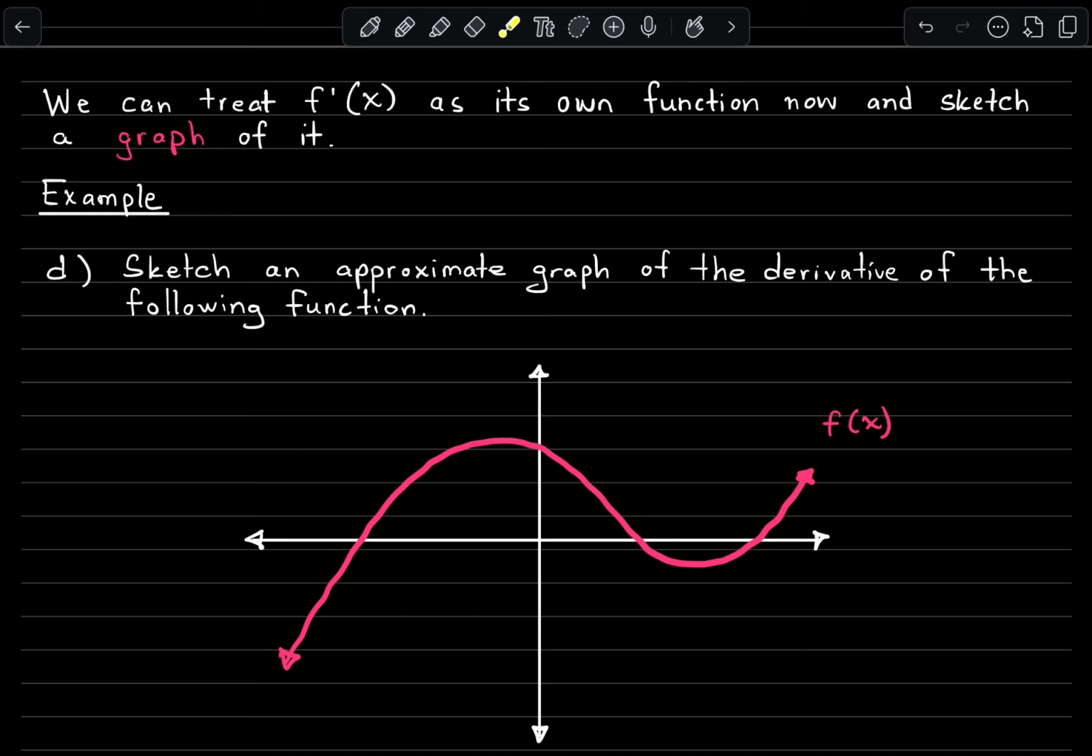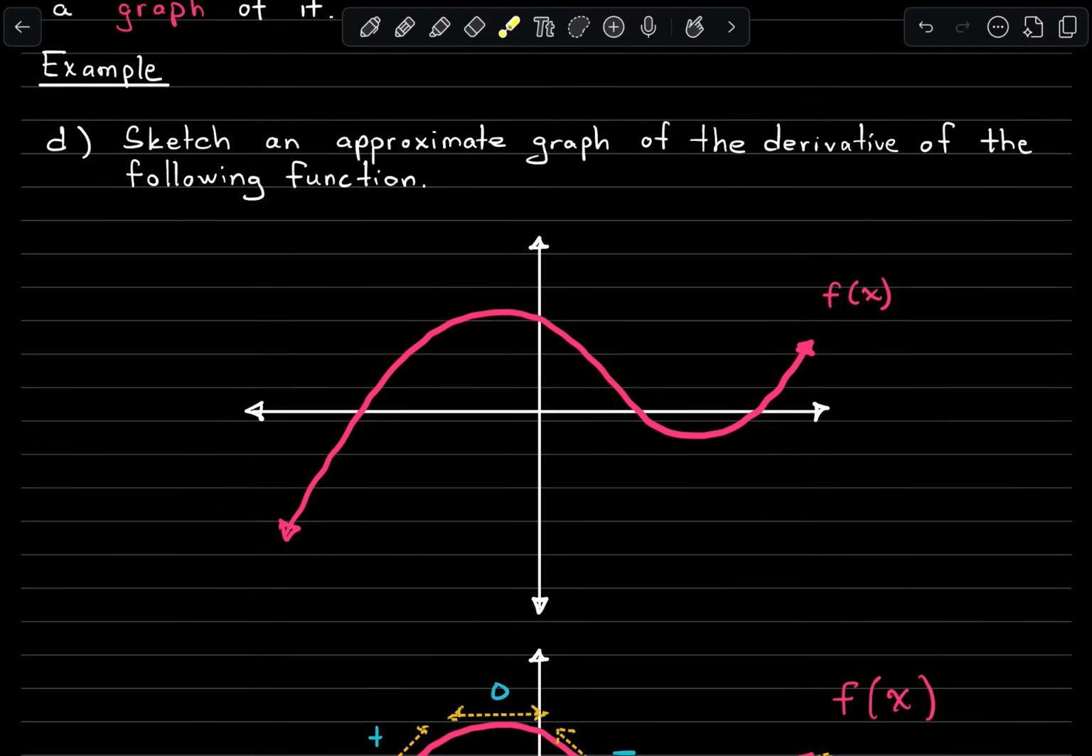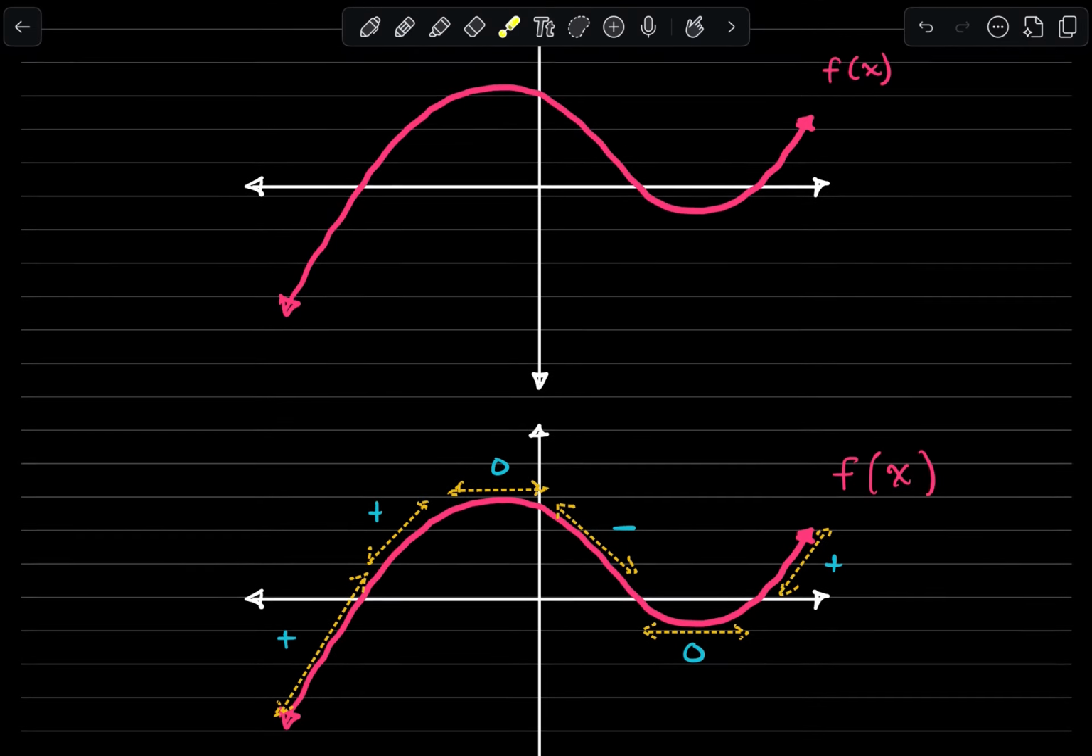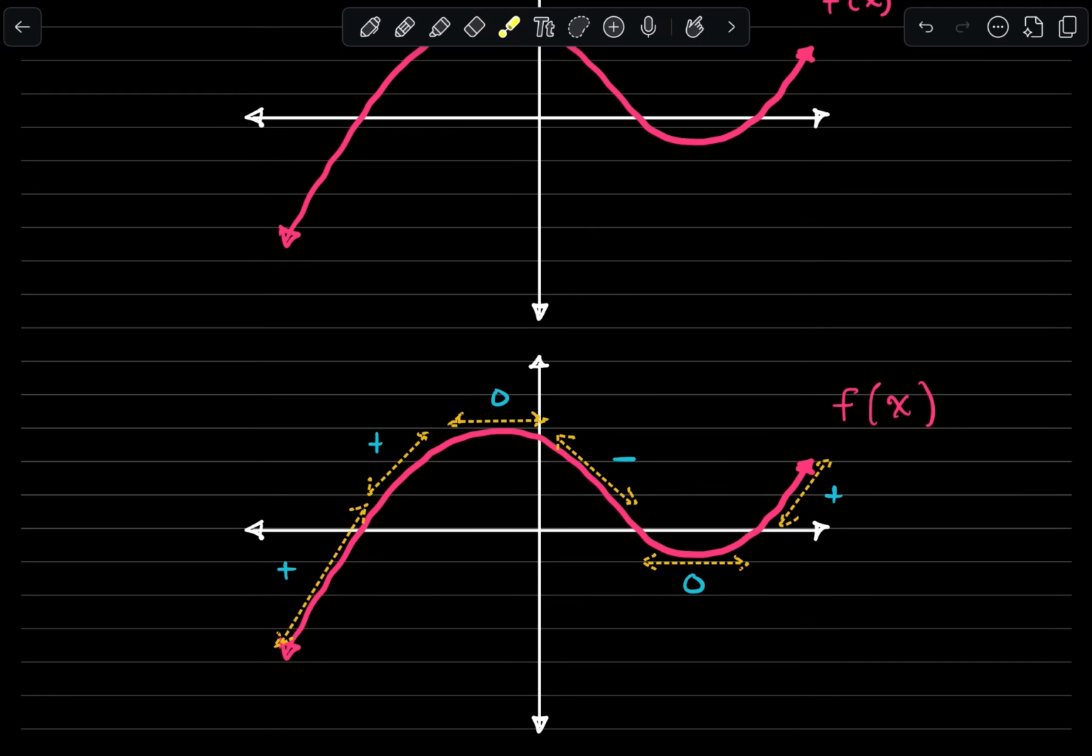Now, to remember, the derivative is the slope of the tangent line at any point. So that's what we need to consider here. How is the slope of the tangent line changing as we go across this function? I've got some labels here to help. In these places where you've got a maximum on this curve or a minimum on this curve, you're going to have a horizontal tangent line.